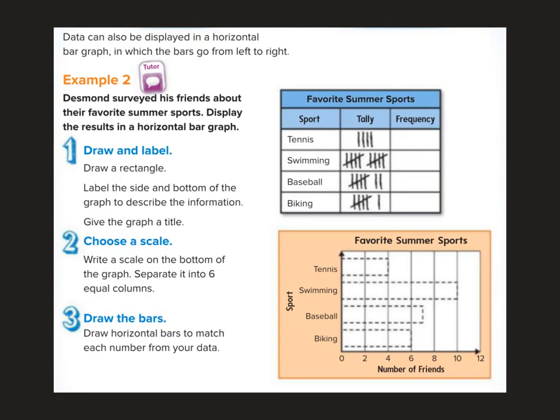Data can also be displayed in a horizontal bar graph, so that's going side to side. Remember my trick? Vertical up and down, horizontal left and right, and look how these bars are going left and right. Okay, so whenever you see frequency, you know you're just putting the numbers in. So tennis has 4, swimming has 10, because we have 2 groups of 5. Baseball has 7, and biking has 6.